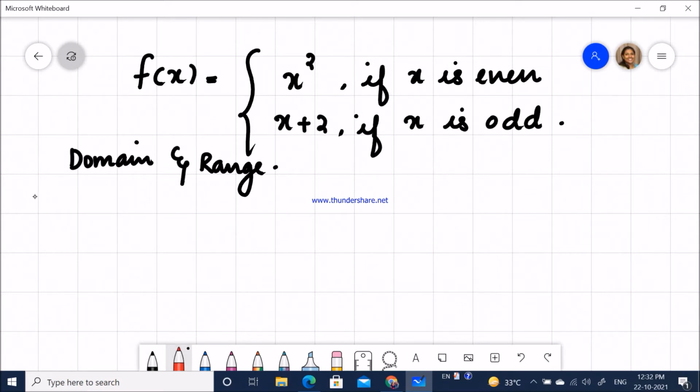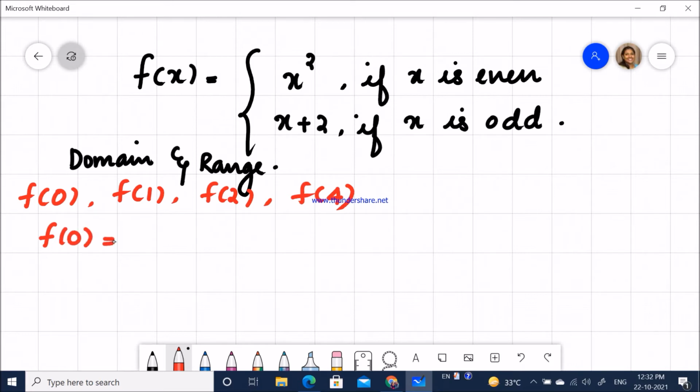So if I am finding f of 0, f of 1, f of 2 and f of 4. If it is f of 0, it is an even number, so I'll substitute in x square. So 0 square, that is 0. Then f of 1 means it is an odd number, so I'll substitute in x plus 2. So it will be 1 plus 2, that is 3.